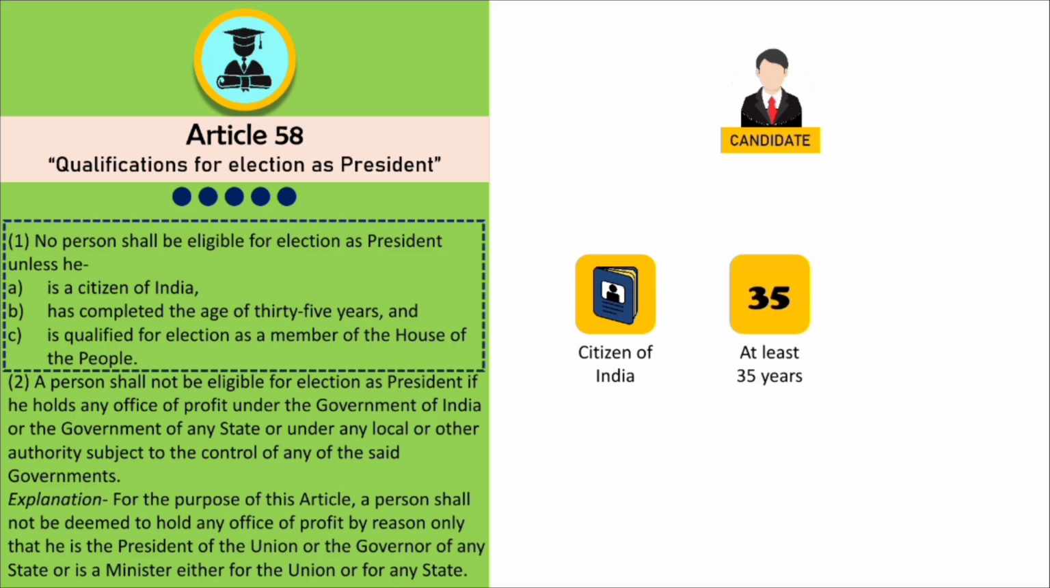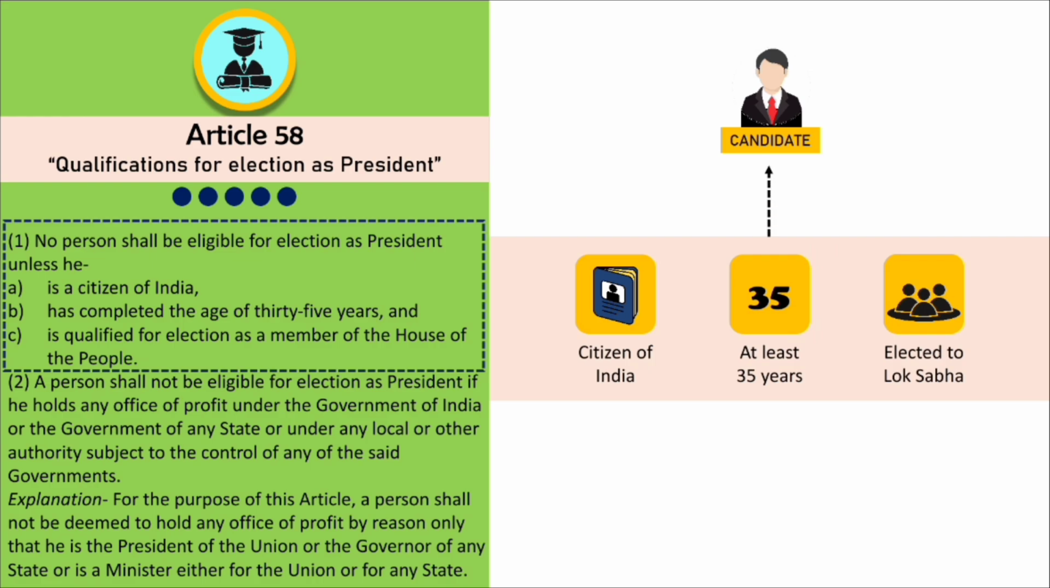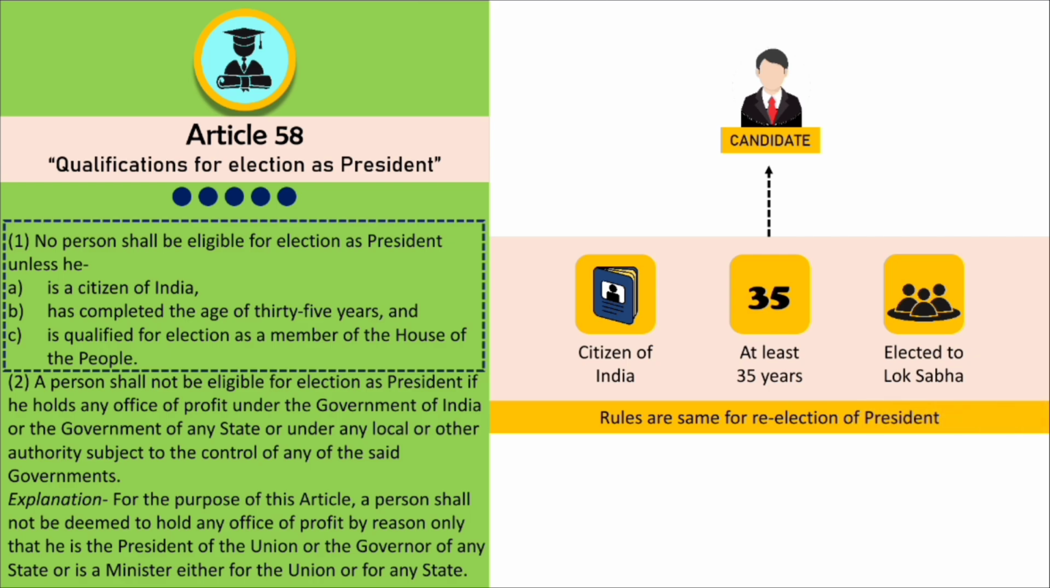Secondly, the person has to be at least 35 years old. And the third rule is the person has to fulfill the criteria to be elected as a member of the Lok Sabha. Okay, so these are the three rules that a person has to follow to become the President of India. And these rules are same for the re-election of President also.